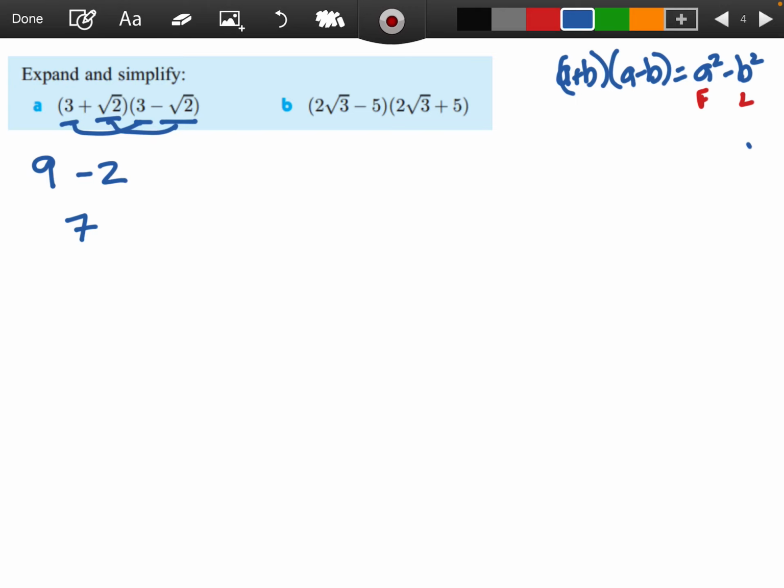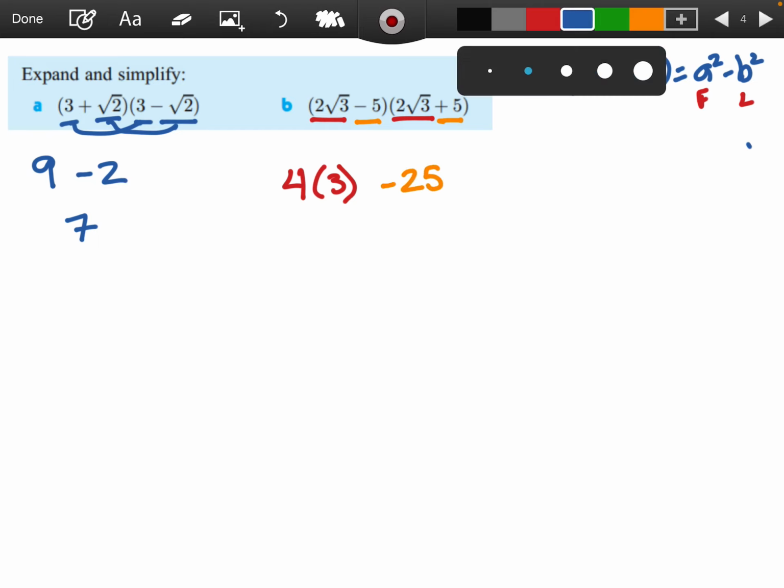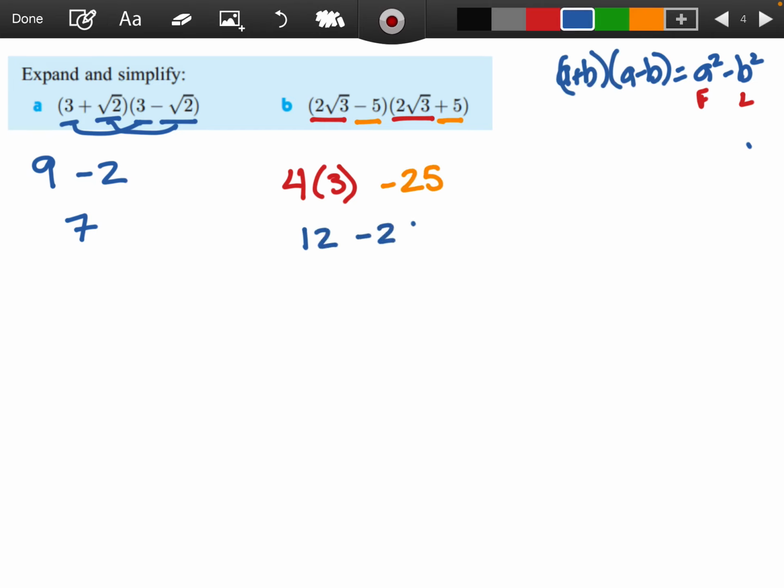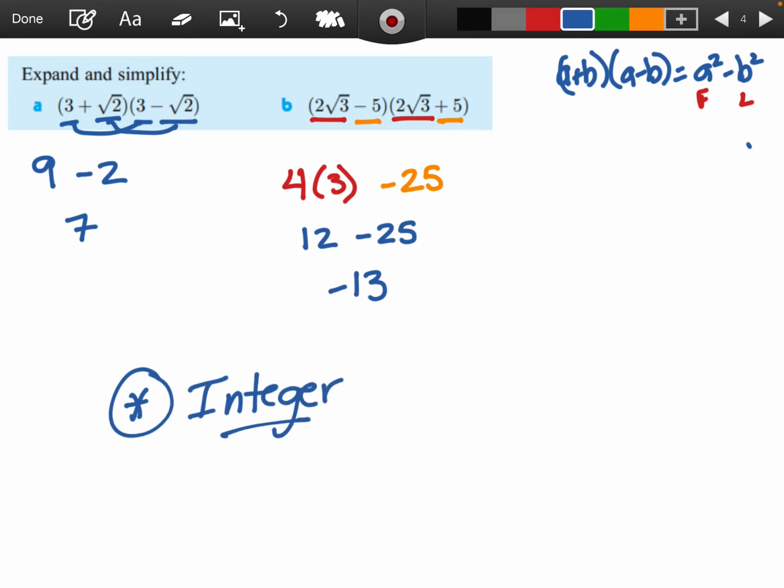Next example, we have the first multiplication being 2 root 3 times 2 root 3. That gives me 4. The root 3's multiply together to give 3. And then the last multiplication, negative 5 times positive 5, gives me negative 25. Simplify that down. We've got 12 minus 25 to give us negative 13. Now, note, these give you integer answers. That's really important for the next section. So just pay attention to that.